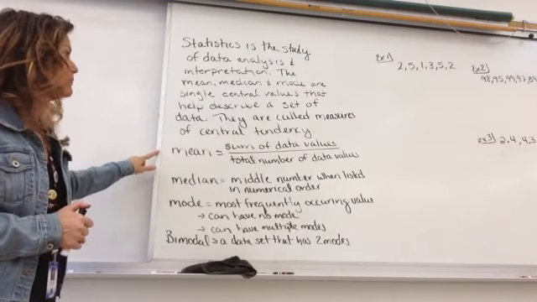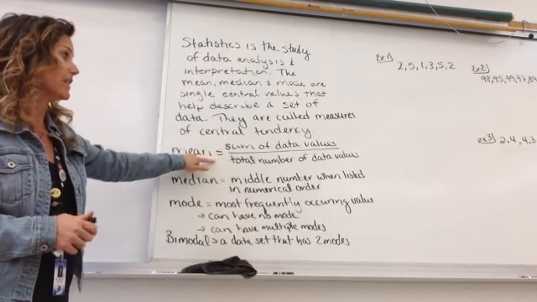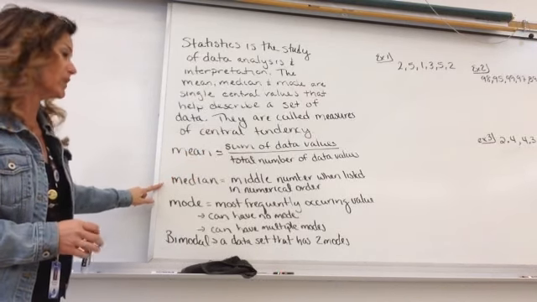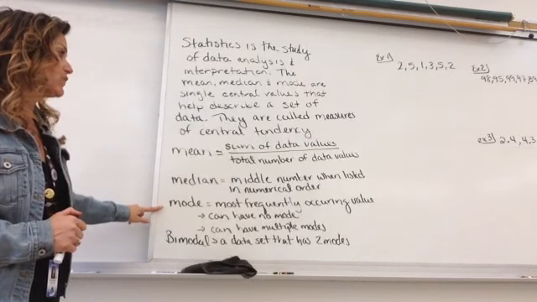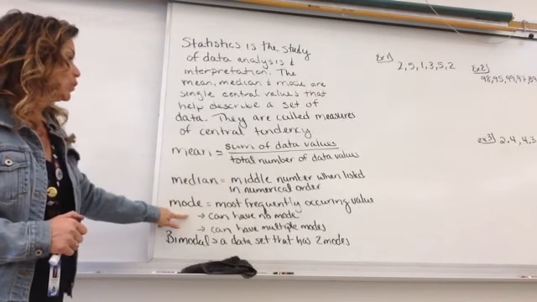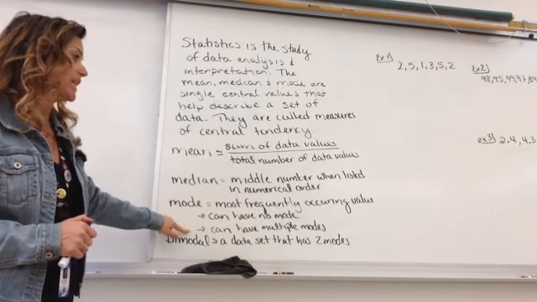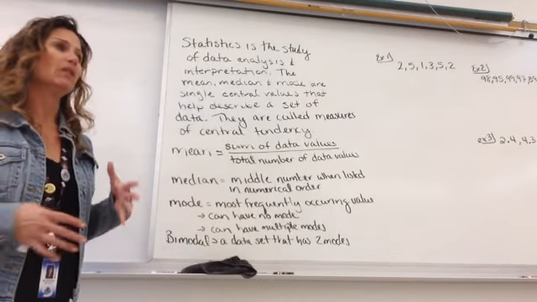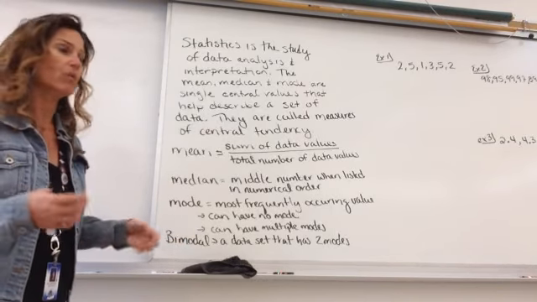So to review, mean is the sum of the data values divided by the total number of data values. Median is the middle number when listed in numerical order. Mode is the most frequently occurring value. We can have no mode, we can have multiple modes, and bimodal means that the data has two modes.